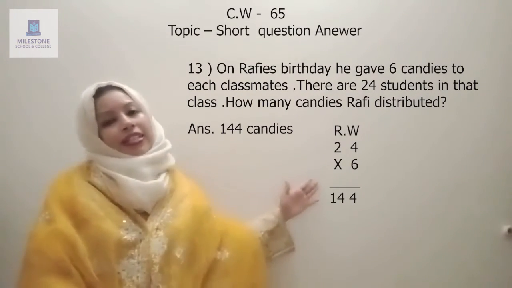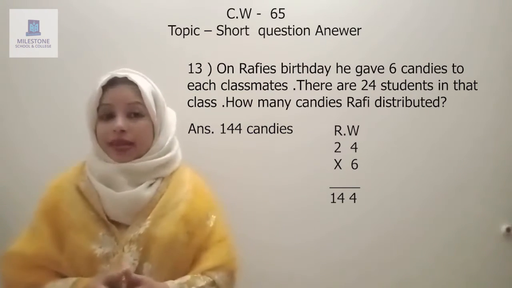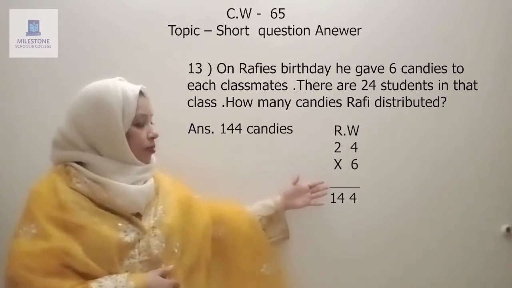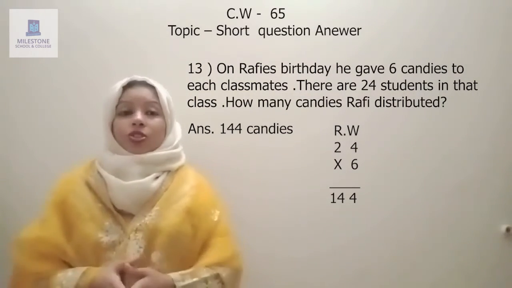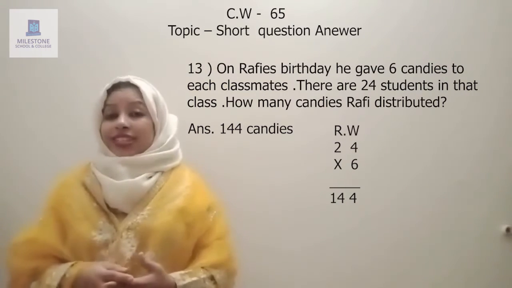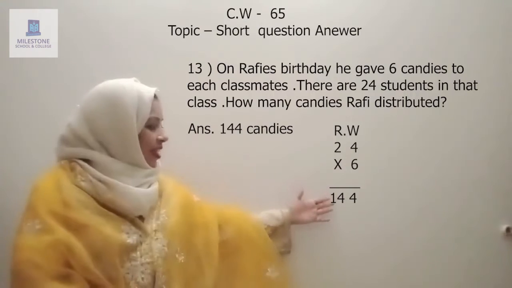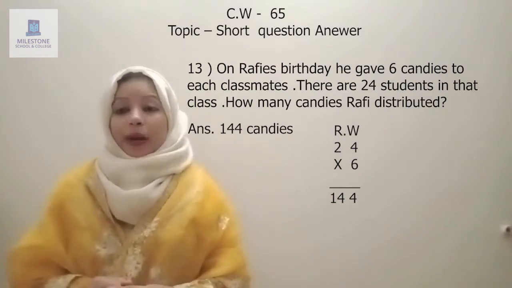So we write 24 multiplied by 6. Our multiplier is 6 here, so we have to read out the 6 times table. Read out the 6 times table. 6 zeros are 0, 6 1s are 6, 6 2s are 12, 6 3s are 18, 6 4s are 24. Yes, so I have written here 4, and 2 is my carrying number.